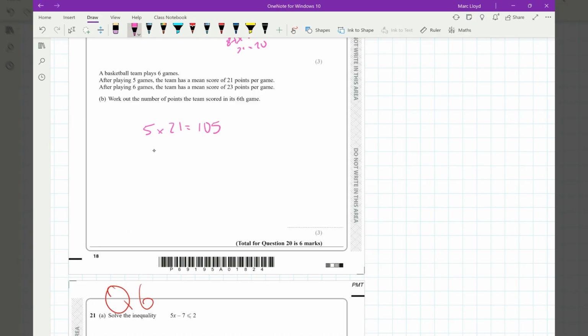After 6 games, they have a mean score of 23. So 6 times 23 means in total they've got 138. 138 take away 105 says that they scored 33 in that game. Because that's the difference. And that's a big 6 marks.